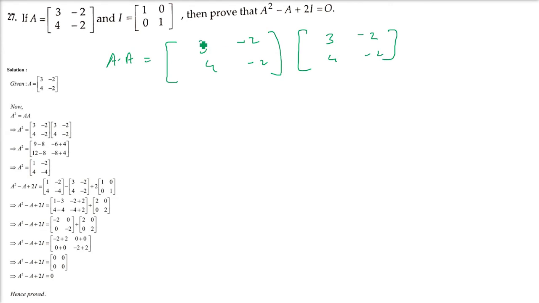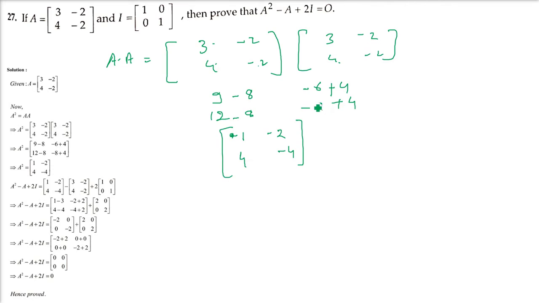This row, this column. So, 3 3 is 9. 4 2 is 8, minus 8. This row, this column. So, 3 into 2 is 6 and minus minus is going to be 4, plus 4. Now second row first column, 4 3 is 12 and minus 8. In second row second column, 4 minus 4, minus 4 is 8 and this will be plus 4. So you get 1 here. You get 4 minus 6 is negative 2. 12 minus 8 is 4. And 4 minus 8 is minus 4.